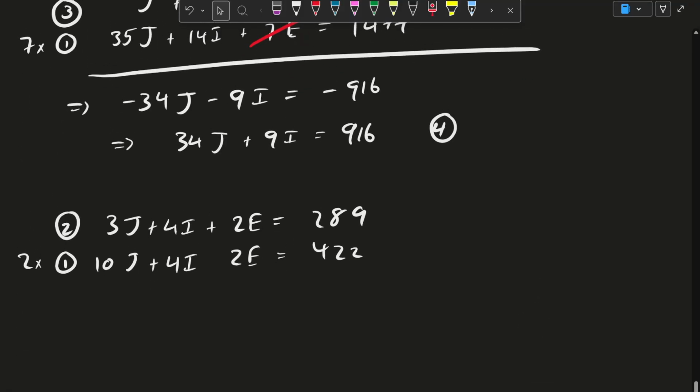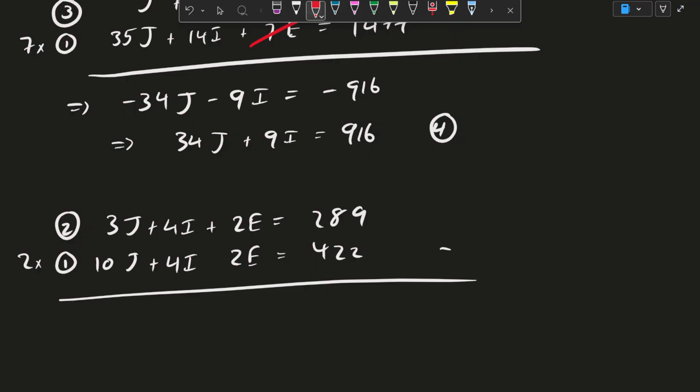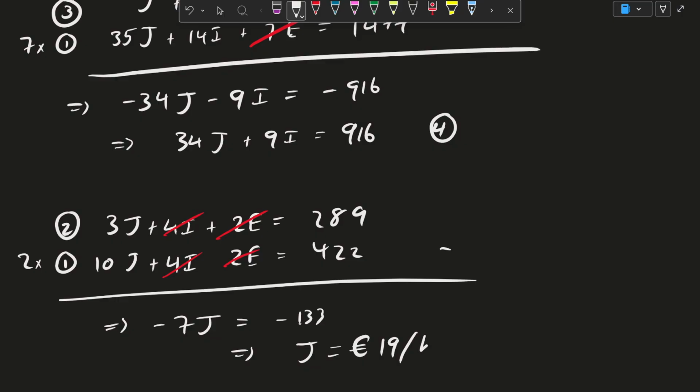So 5, 2, and 1, 2, and 11, 3, 4, and 2, 2, 8, 9. Yep. Okay. So now if we subtract the equations, we actually get the I's cancelling as well. So the two E's knock each other out. The four I's knock each other out. And we're left with minus 7J equals 289 minus 422, which is minus 133. So we get J is 19. Now the numerical answer is 19, but in terms of units, I'm going to write that as 19 euros per hour.